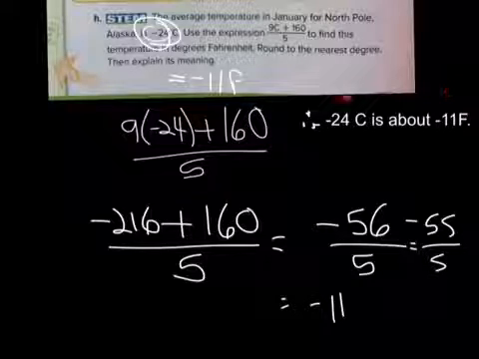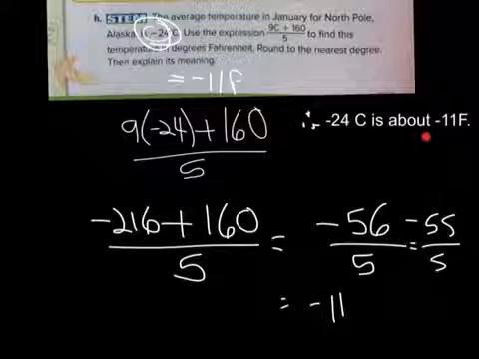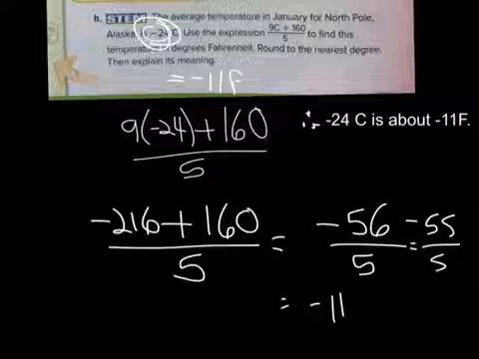Please copy down the therefore statement. Therefore, negative 24 Celsius is about negative 11 Fahrenheit. And there it is. If you have any questions about this, please ask me in class.